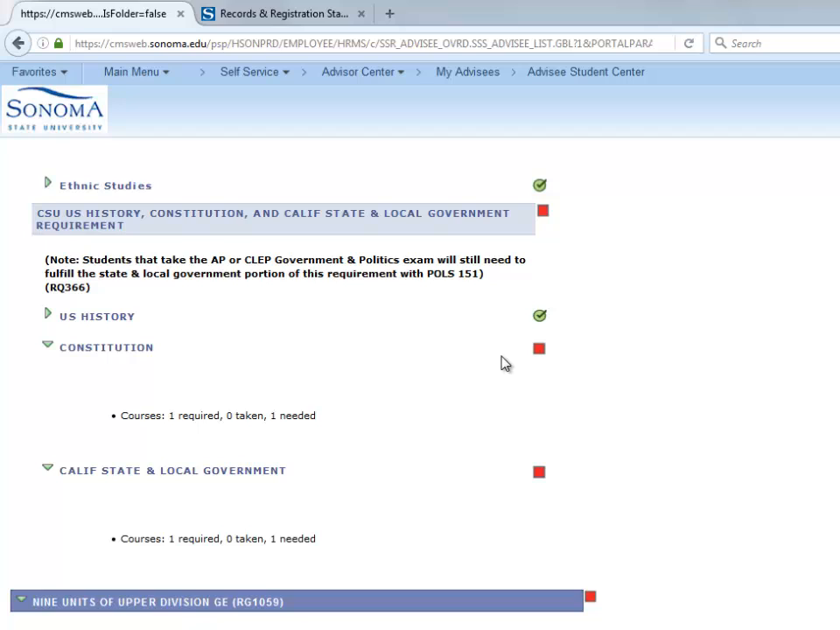As a reminder, students are encouraged to seek advising early and often, and to use the ARR to track their progress toward their degree.